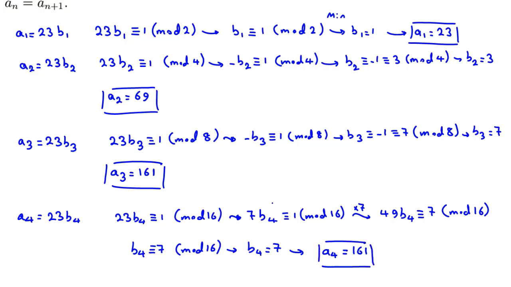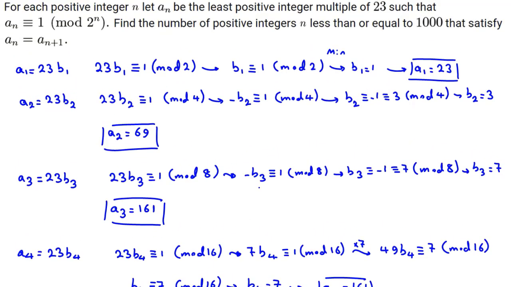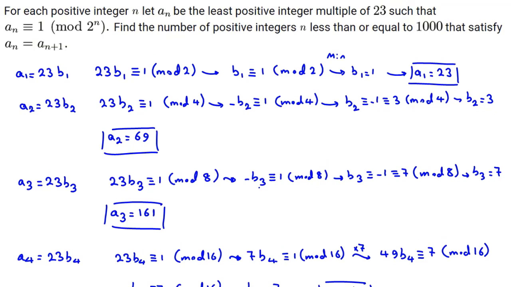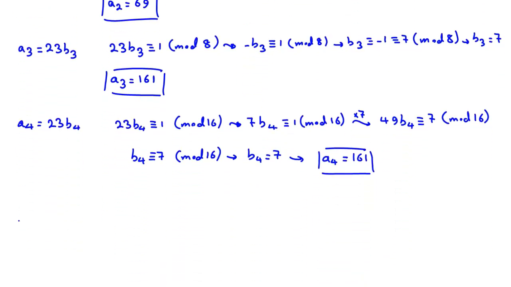So we found this. We've calculated up to A4, B4, we can calculate A5, B5, and so on to understand. Let's now focus. Up to here it's okay, we've understood many things. Let's work on variables. Look, for example, we know A_n equals 23B_n, so 23B_n is 1 mod 2^n.